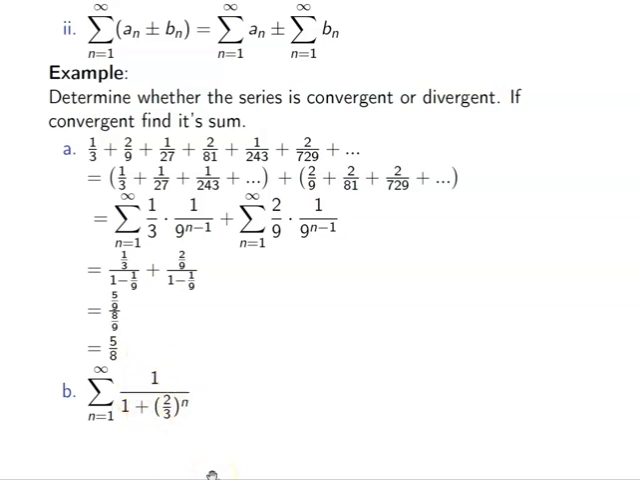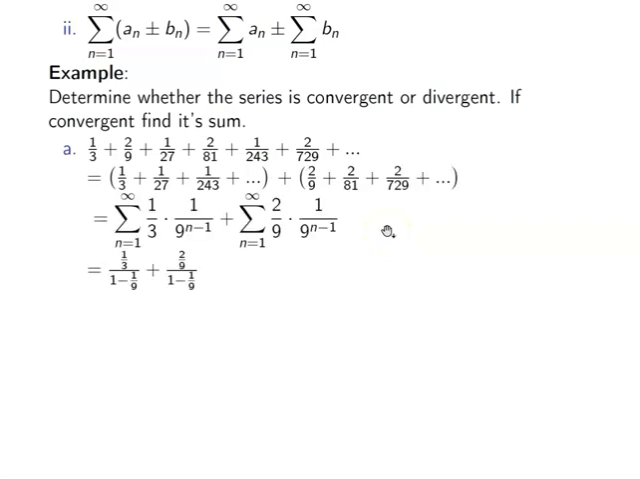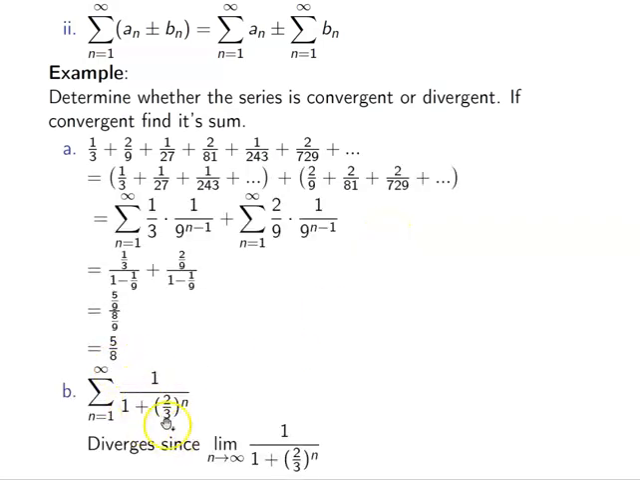This term diverges. This is 2 to the thirds to the n, so as n gets really, really large, this right here goes to 0, and I'm left with 1 over 1. And remember what my test for divergence says: if the limit does not exist, or if the limit is not 0, then my series diverges. So my series here fails the divergence test. So it's divergent. So here again, the reason is 1 over 1 plus 0 is 1, which is not equal to 0.